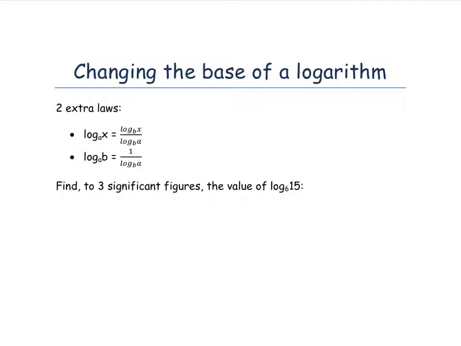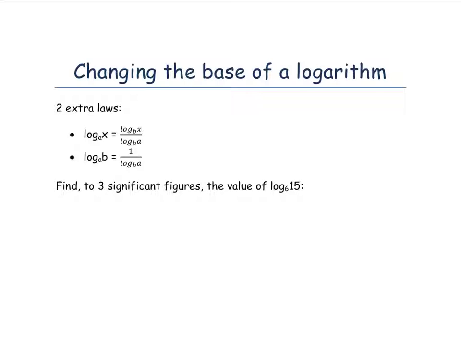The first one is log to the base a of x is equal to log to the base b of x divided by log to the base b of a. The b can be any base value that you want to use, so it could be 10, 7, anything you want, but it will give them a standard base value. And the second rule, which is probably the more useful rule, and we're going to use it in the second example, is log to the base a of b is equal to 1 divided by log to the base b of a.